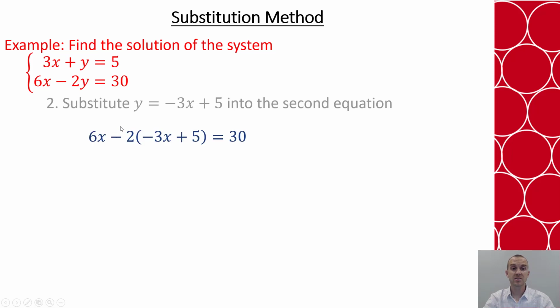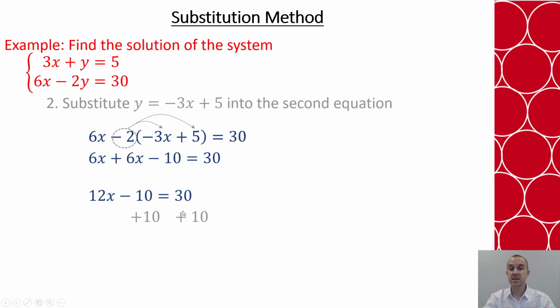Now when I do this, I need to pay close attention to distribute that negative 2 to both terms. This will produce 6x plus 6x minus 10 equals 30. And it's important to pay attention to that negative. Now I'm going to just simplify. So I've got 12x minus 10 equals 30.